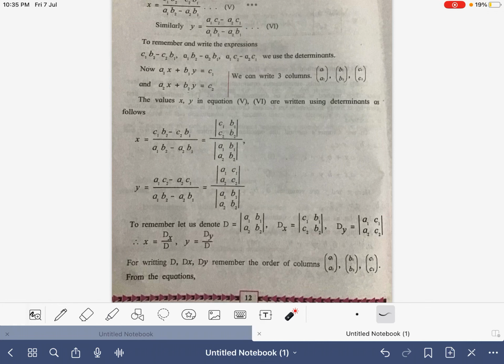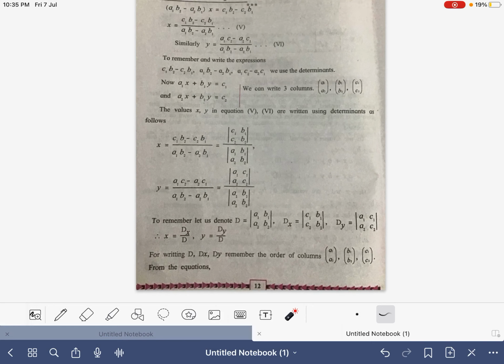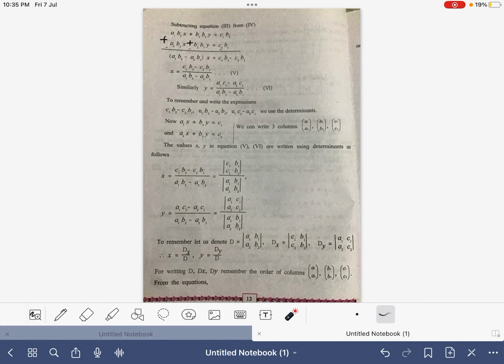So this is all about Cramer's formula or Cramer's rule, and we proved it. We determine what is meant by d, what is meant by dx, and what is meant by dy, and by applying d and dx, d and dy, we get the value of x and y by using these formulas.